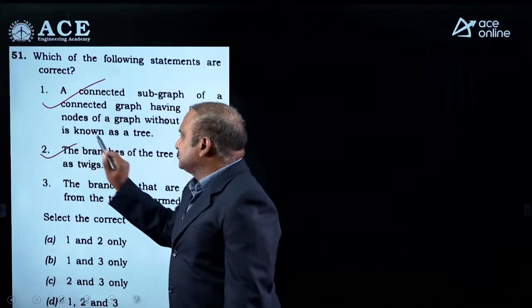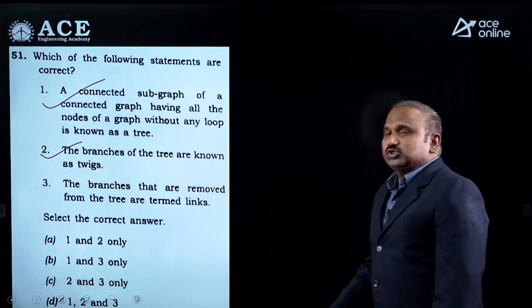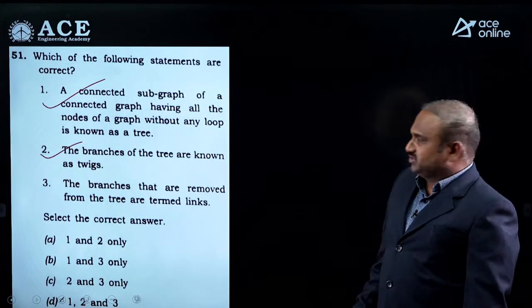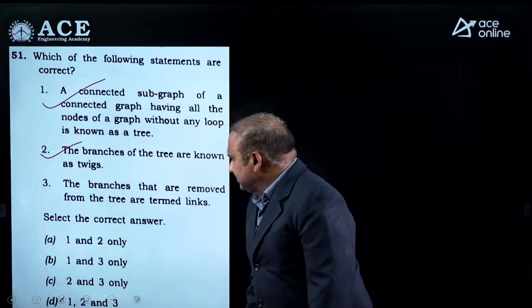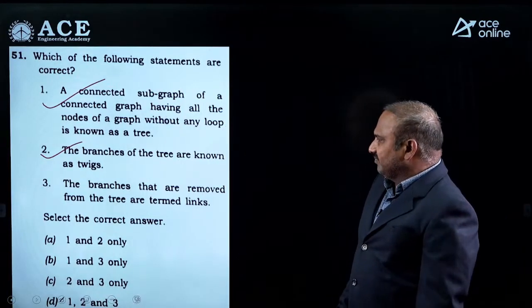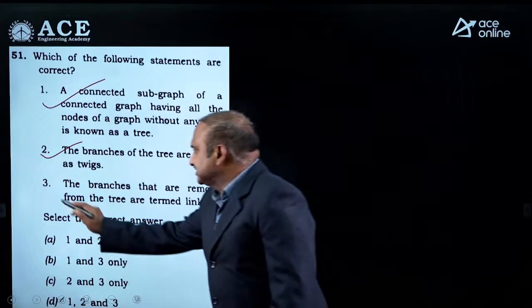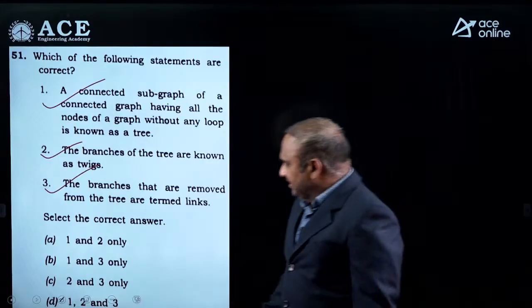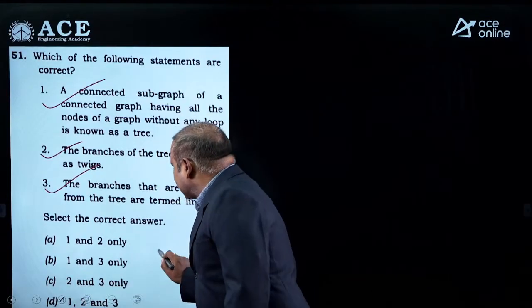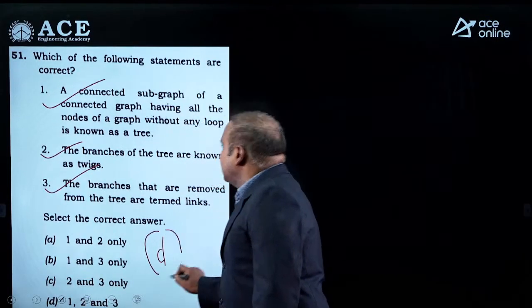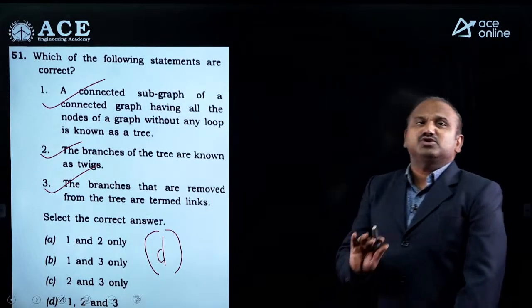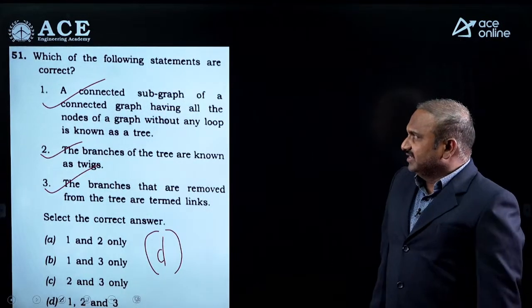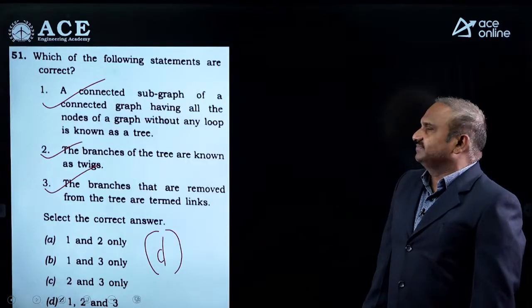Exactly right. The branches of a tree are called twigs. Removed branches are links, as you know. And the third statement: the branches that are removed from the tree are termed as links. 1, 2, 3 are correct. Option D is the correct one. The answer for this one is D. It's very simple. Three questions are given in this examination on graph theory, right?